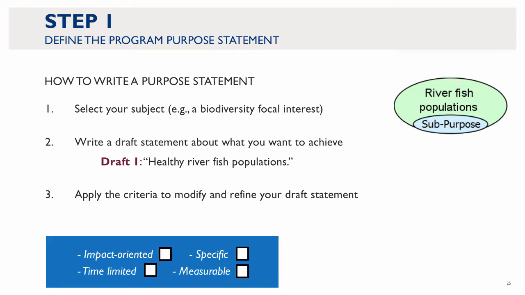Next, you should apply the criteria. Is it impact-oriented? Yes. Ensuring river fish populations are healthy is an impact. Is it specific? No. We don't know what is meant by healthy. We don't know which populations or what geographic area we are talking about. Is it time limited? No, there is no date or time frame in this statement. Is it measurable? No, not as currently worded. In particular, we don't know how to measure what healthy is.